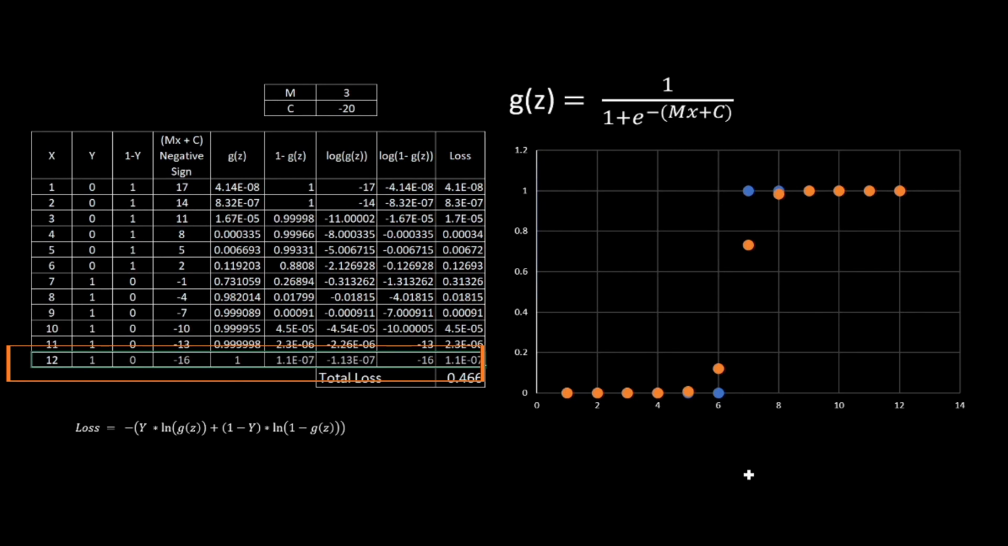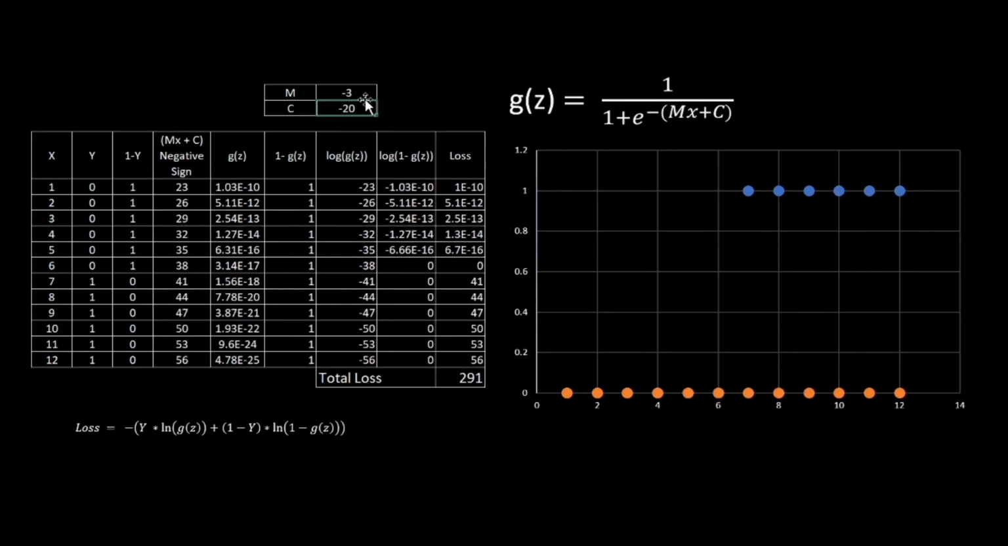Now let's see what is going to happen when we will give the wrong prediction. So I'm going to change the value of m and c and see what happens over here. So I'm going to take minus 3 instead of m. You're actually saying that every time whenever you will give the exam, you're going to fail in the exam. Here, if you see the 12th row, ln of gz is minus 56, which is actually a very high value.